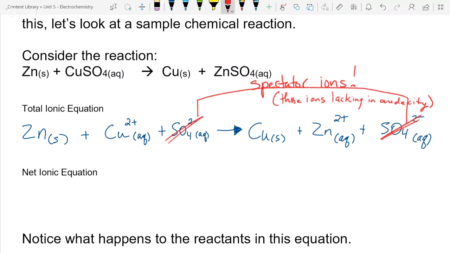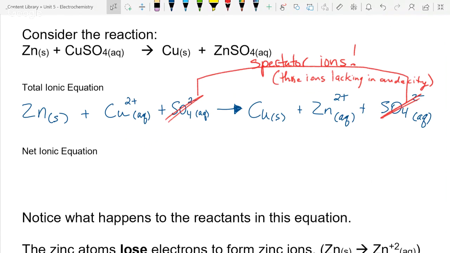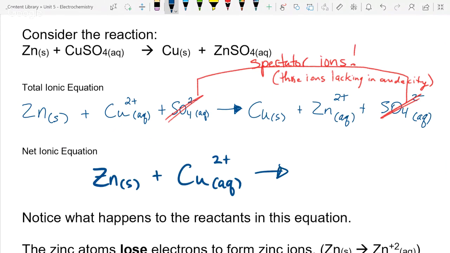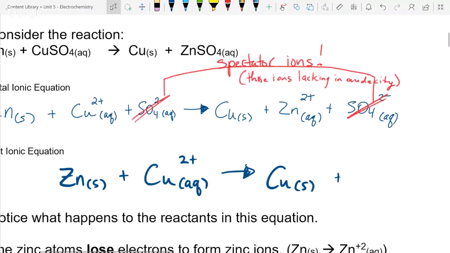All right, so then can somebody please tell me what my net ionic equation will be? What am I actually writing down below? Solid zinc. What charge does that have? Right? Very good.